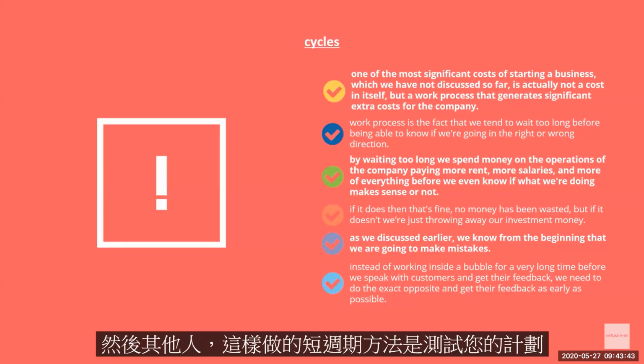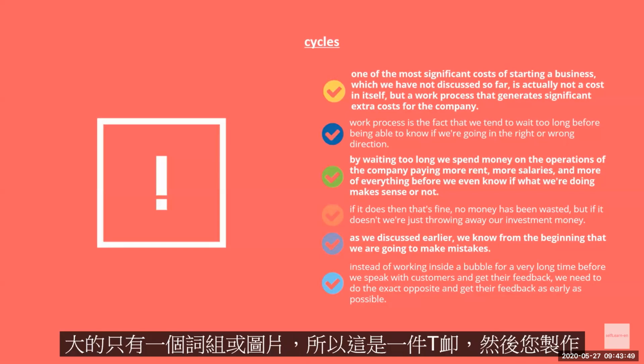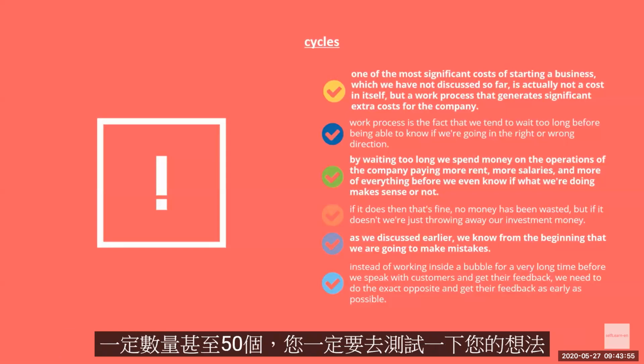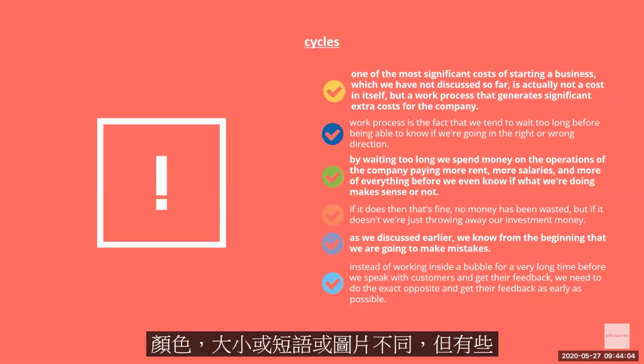So the short cycle way of doing this would be to test your plan on a single color with the most common size, which should be either medium or large, with a single phrase or picture. So that's 1 t-shirt. Then you produce a certain quantity of it, even 50, and you're good to go to test your idea. Sure, some people will not like your product, others will like it but would prefer it in a different color or size, or with a different phrase or picture.